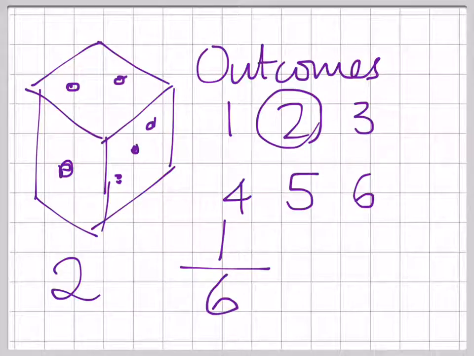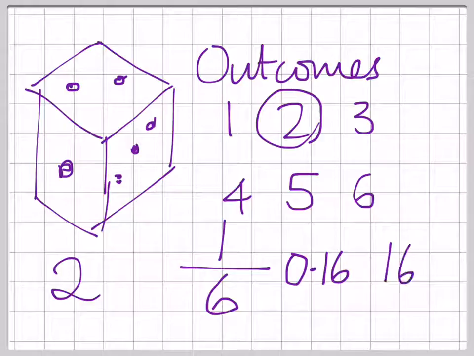It's quite tricky to turn that into a percentage or a decimal. You could use your FDP triangle to work that out, but it's a good idea to try and just memorise these. The chance of it as a decimal would be 0.16, and as a percentage would be 16.6%. Chances are you're not going to be asked about either of those last two.